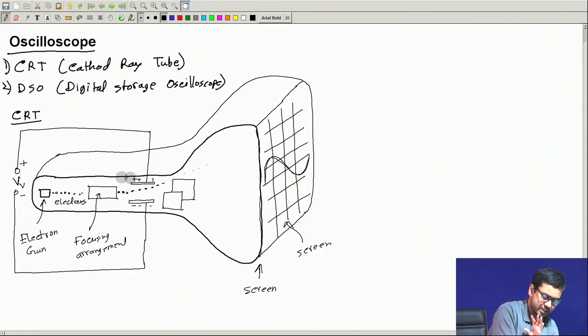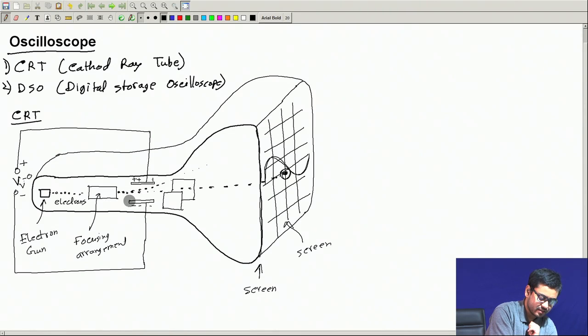If you apply no voltage here, so if you have 0 voltage, then normally the electron goes in a straight line through these two sets of plates and it hits the center of the screen. And when the electrons hit the center of the screen, because of the coating on the screen, you will see some bright spot on the screen at the center. Okay. If no voltage is applied here, you will get a bright spot here.